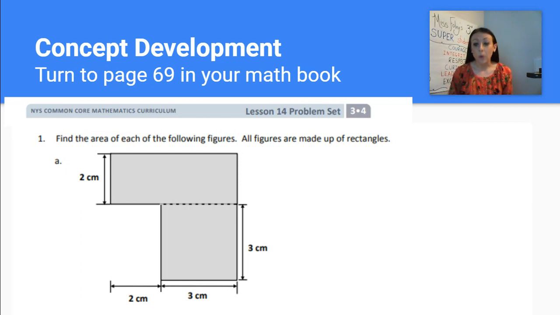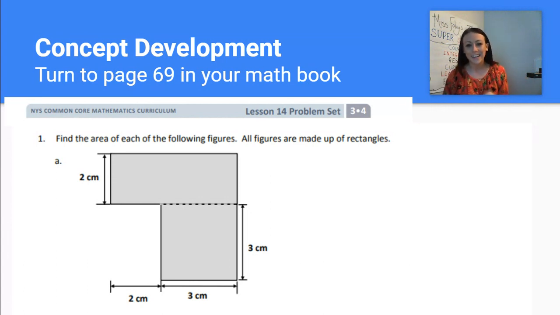So if you don't have your math book in front of you right now, quick, pause this video. I need you to go grab that book and a pencil or something to write with, so that way you can be practicing and doing this work along with me. So pause the video now, go grab your stuff if you don't already have it. If you do have it, perfect.